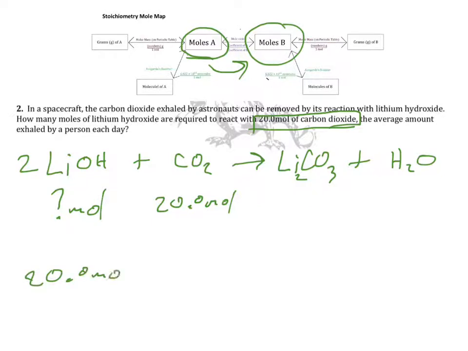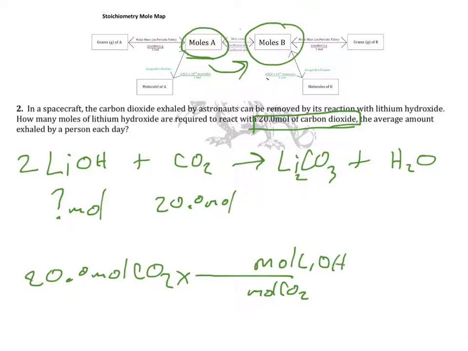We have 20.0 moles of carbon dioxide. We then are going to go from moles of carbon dioxide, moles of A, to moles of the lithium hydroxide. And again, a 1 typically has gone in front of moles, except when it's mole to mole, we use the coefficients from the balanced chemical equation. The coefficient for carbon dioxide is 1. The coefficient for lithium hydroxide is 2. And so we type this into our calculator, and we end up getting 40.0 moles of lithium hydroxide.